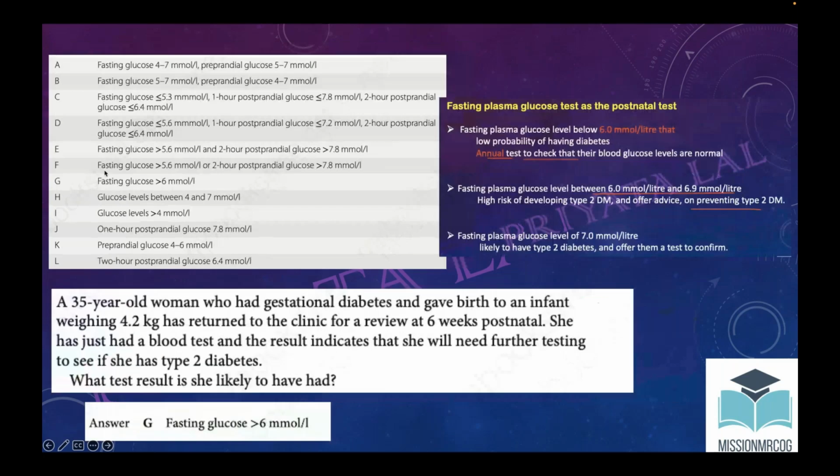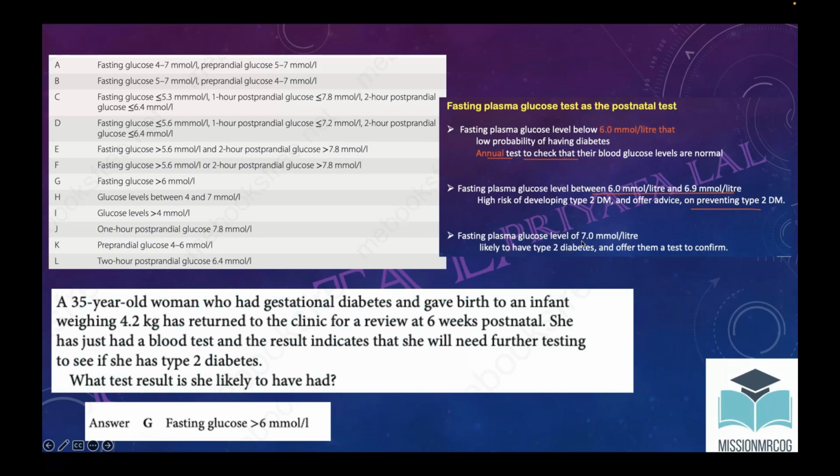Yes, fasting blood sugar, if it is less than 6, they would have an annual test. If it is between 6 to 6.9, she's at high risk of developing diabetes, so they will offer advice for prevention of diabetes. If it is more than 7, they have diabetes, so treatment will be done.